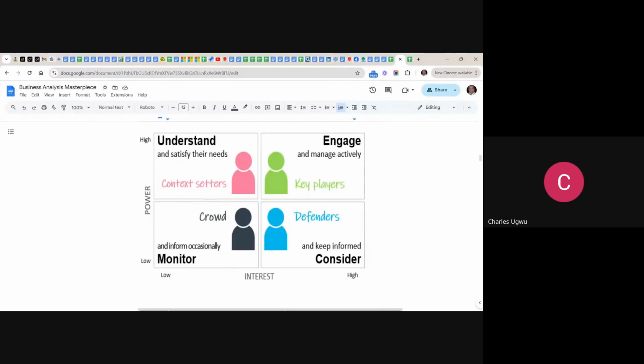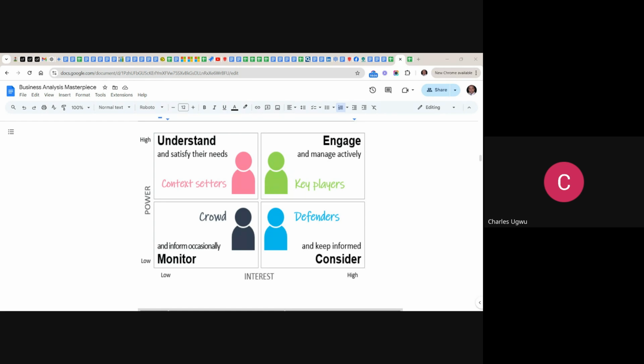Okay, this is what we call the power grid, the power and interest grid. You see power and you see interest. And grid is what we call boxes put together. So we call it the power and interest grid. Now, this will help you to understand how you relate with these stakeholders.